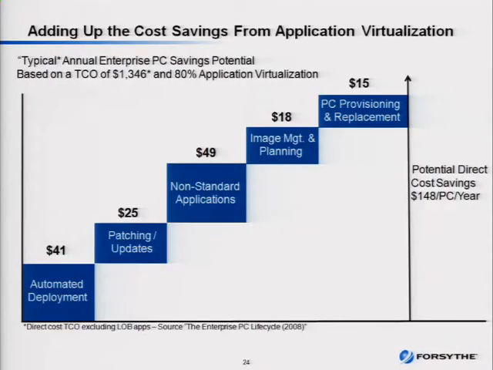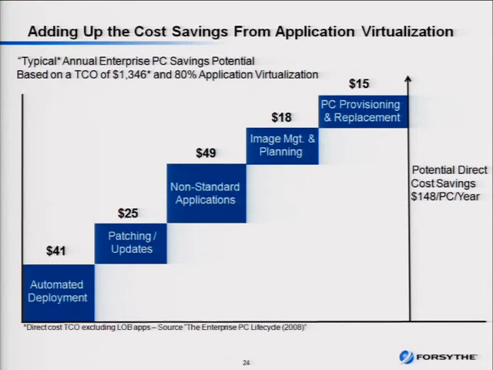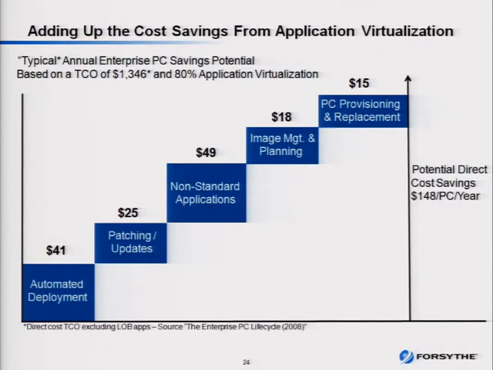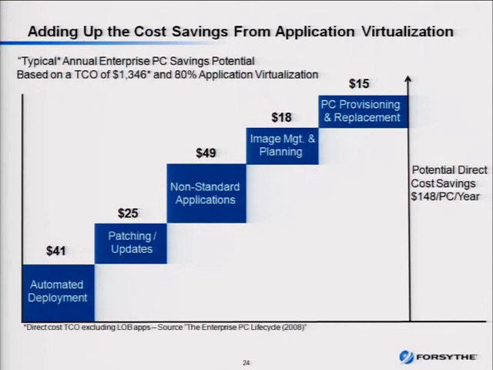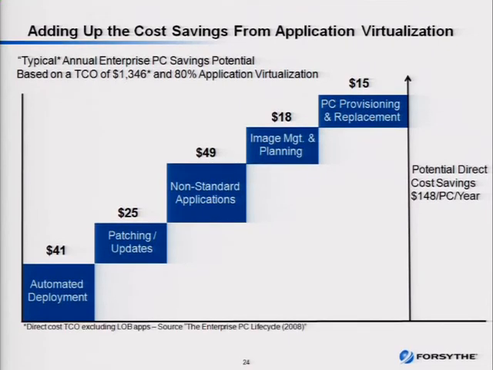So if you add all this up, what are the total savings? And this is from the Enterprise PC Lifecycle magazine. They estimate you can save $148 per endpoint, which is extremely significant when you're putting together that business plan. The sweet spot we've seen is 5,000 to 10,000 virtual desktops. If you think about rolling out VDI for 10,000 endpoints, saving $148 on each one is almost $1.5 million.